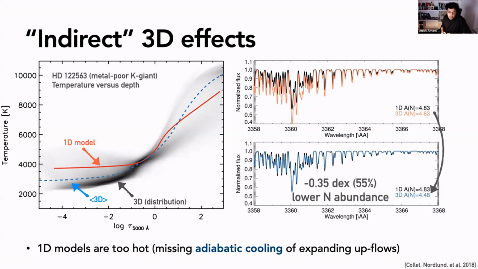And then to quantify this error, you can repeat this spectral synthesis on the 3D model with a much lower nitrogen abundance. In fact, you lower it by more than 50%, and then, roughly speaking, the two sets of spectra agree. In other words, if you do a 1D analysis of the star and you try to get the nitrogen abundance from this set of spectral lines, you would overestimate the abundance by more than a factor of 2.